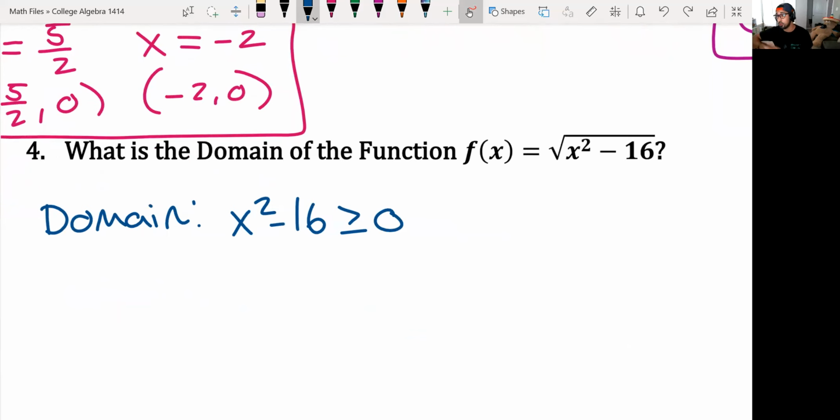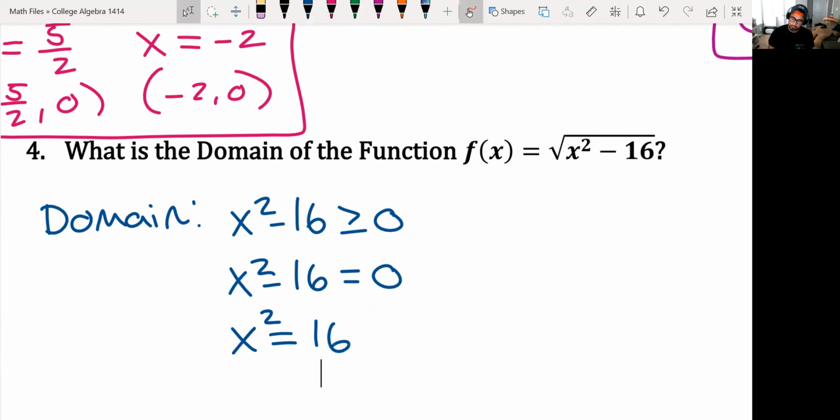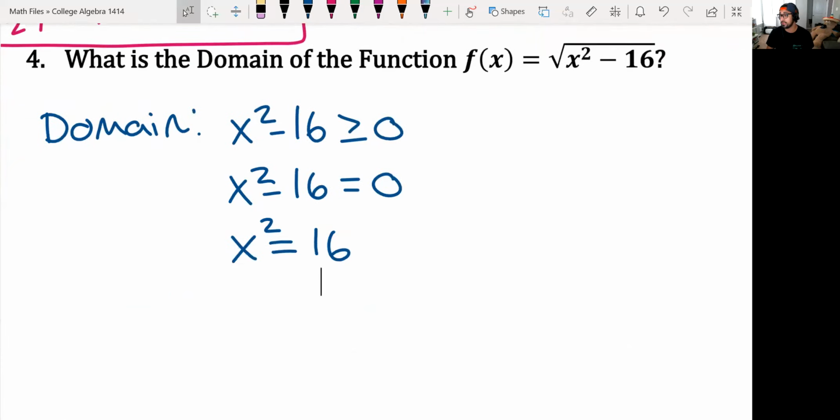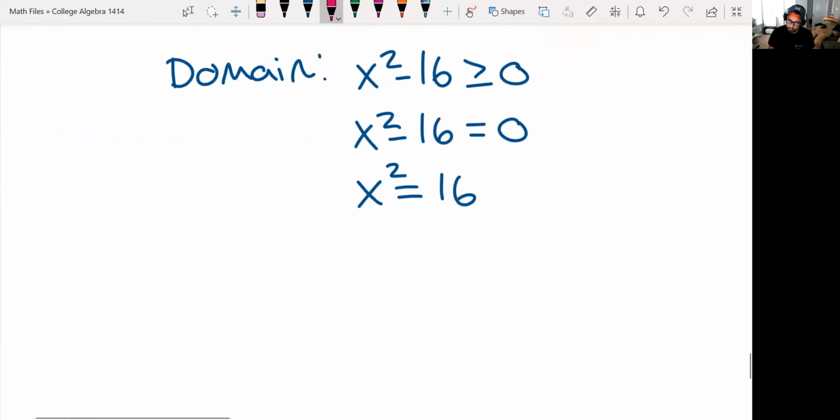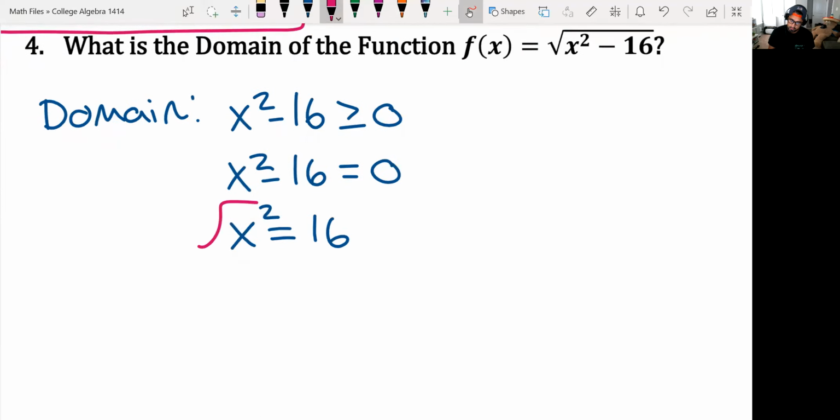So to solve for the domain of this function, and it's a quadratic inequality now, take the function and set it equal to 0, and solve for x. If you move the 16 over, we get x squared equals 16, and then square root both sides, and we get x equals plus or minus 4.